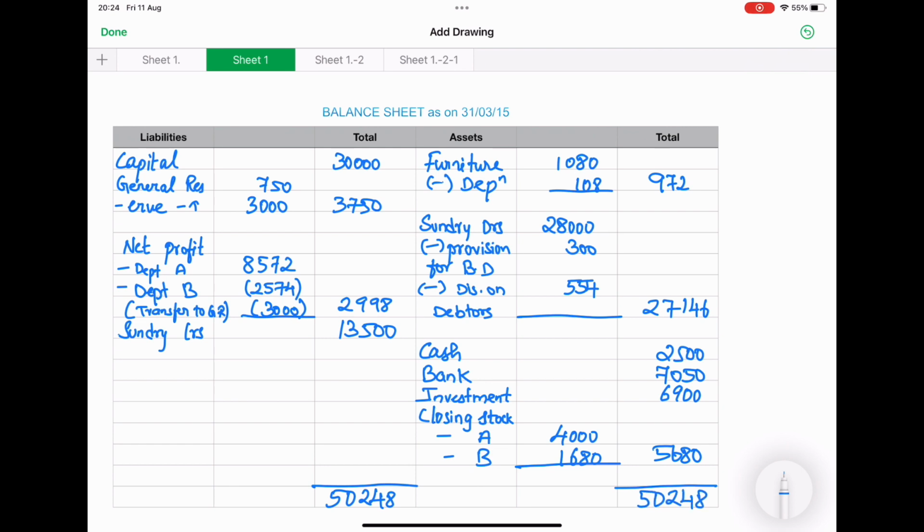If your balance sheet gets the same values, if it tallies, it means you have done the problem very correctly, with no mistakes. Read the question clearly and understand it, read all the adjustments, and then solve the question.